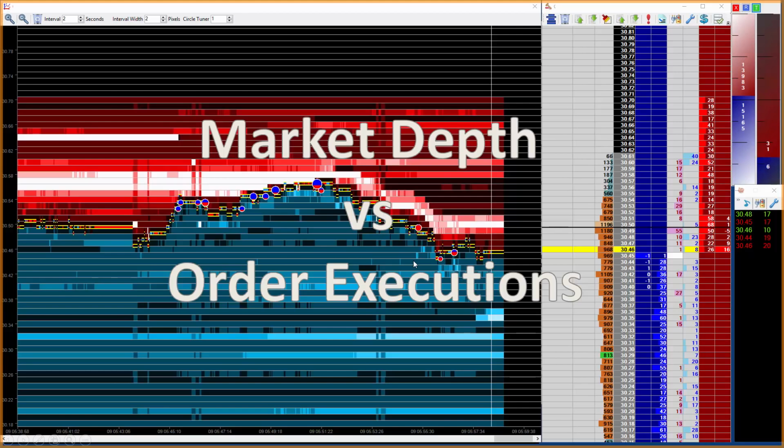So for a start, we need to carefully consider how much weight we give to the market depth information, which after all is much prettier, and the actual order executions and what they might say about traders' positions. Because the market depth is intent, or at best, what they might do. And the order executions tell us where people actually traded and what the impact was.